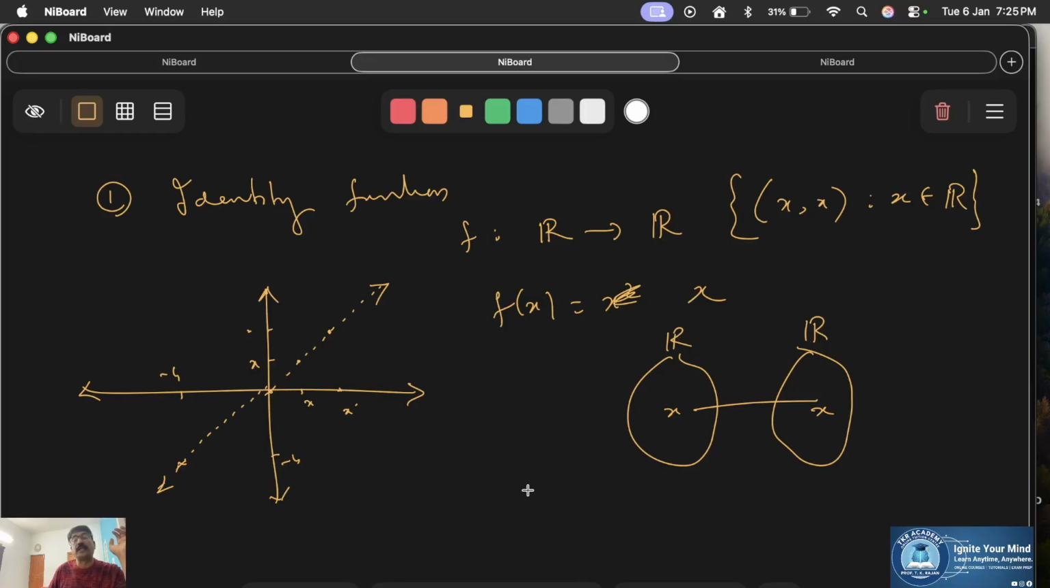So the graph of the function f(x) is equal to x is a straight line passing through the origin, which is inclined at an angle of 45 degrees, pi by 4 radian. This function is called the identity function. Now, many other such functions are there.